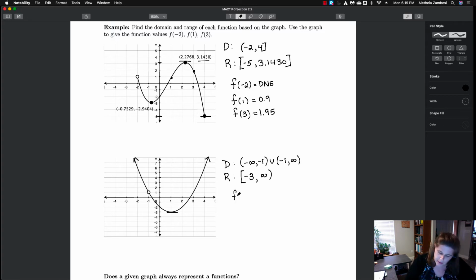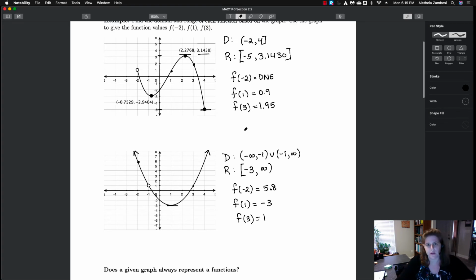Plugging in those values, f of -2, tracing that up, looks to be about 5 and 5.8. Almost 6. F of 1 is our vertex point, our -3. And f of 3 looks like 1.